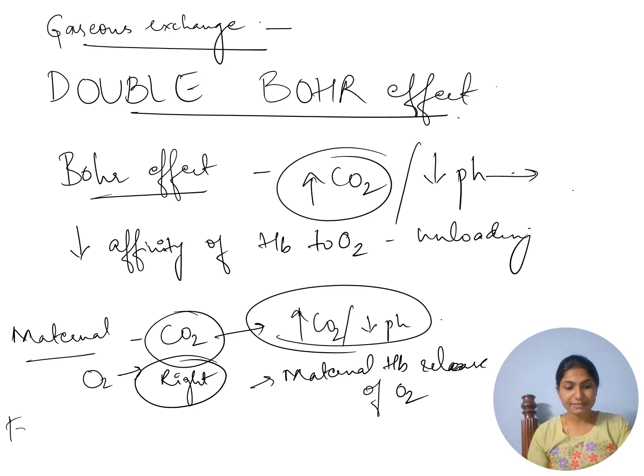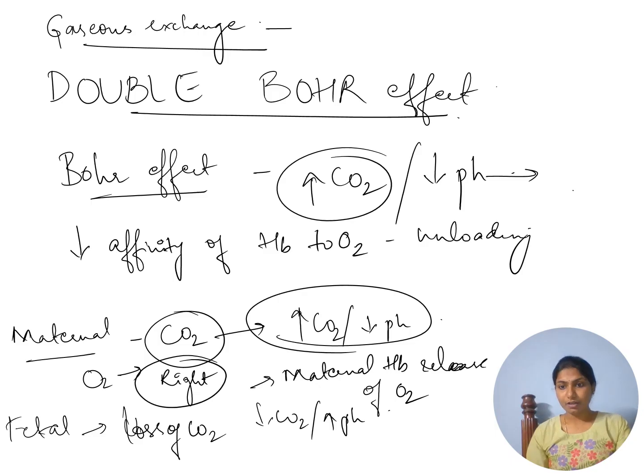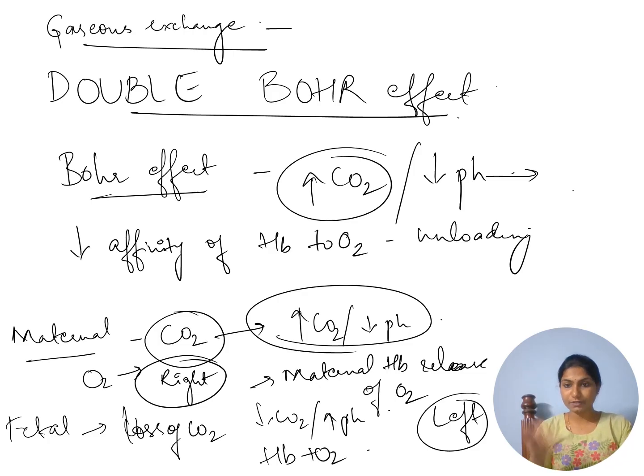And what happens on the fetal side? There is loss of carbon dioxide because more of carbon dioxide is diffusing into the maternal side. So what happens? There is decrease in carbon dioxide and there is increase in pH. So that time the fetal oxygen dissociation curve moves to left. So what happens? It increases the affinity of hemoglobin to oxygen. So that is why the fetal hemoglobin binds to oxygen more tightly. So this is the main principle or the mechanism how the oxygenation occurs on both sides. So that is why it is called as a double Bohr effect.